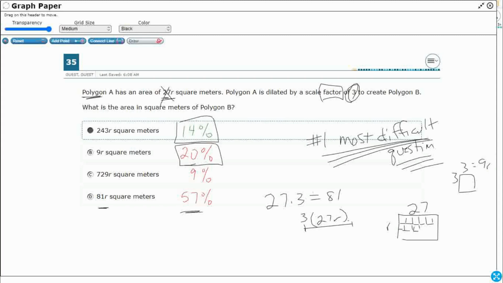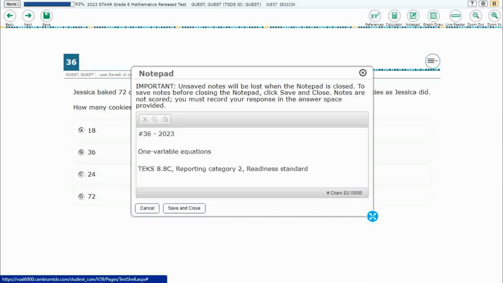So this one was very difficult because you had to have a pretty good visual representation and realize that both the base and the height needed to be multiplied by 3, which means you're basically multiplying it by 3 squared, or 9. For number 36, we are working with one variable equations. This is a readiness standard, TEKS 8.8C in reporting category 2.